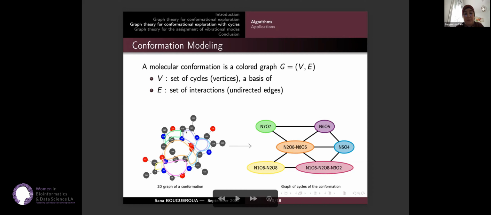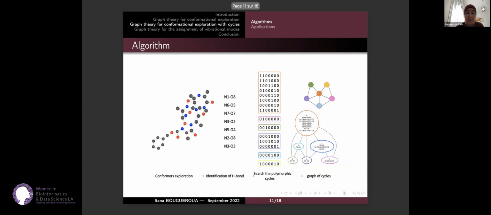So what we try to do is, from the 2D graph that we already have from our first algorithm, to identify the different hydrogen bonds that have been identified during the trajectory, and then try to extract a basis of cycles. This is one difficulty because there are several ways to get this basis of cycles. We have used the Horton algorithm to get this basis for the time being.